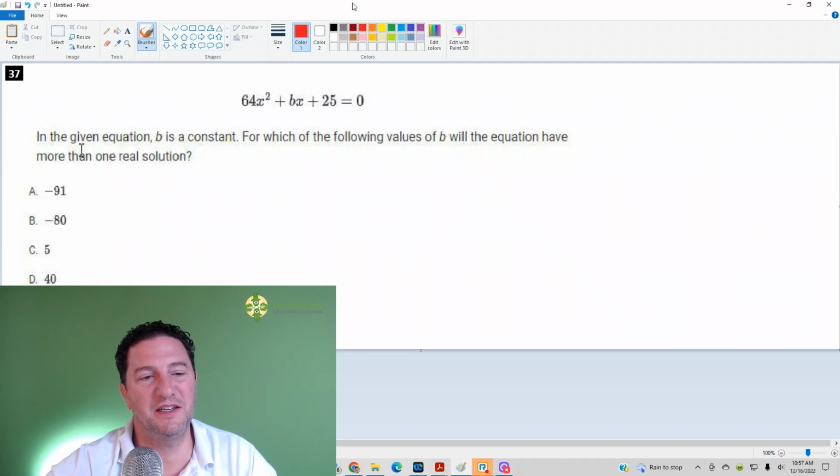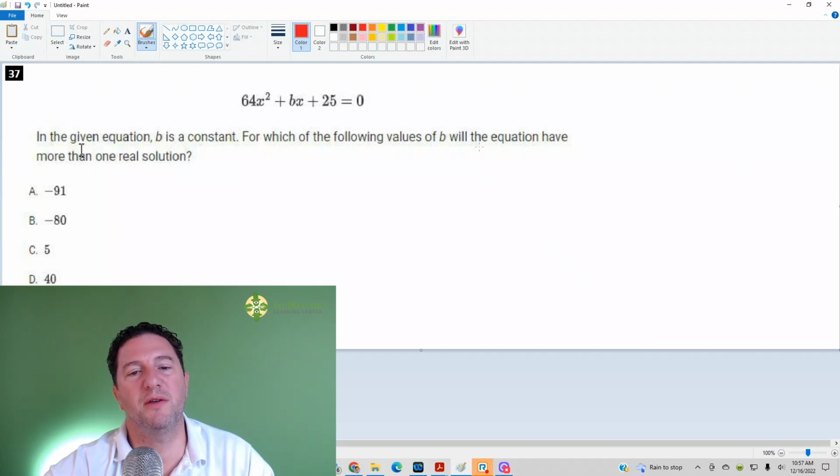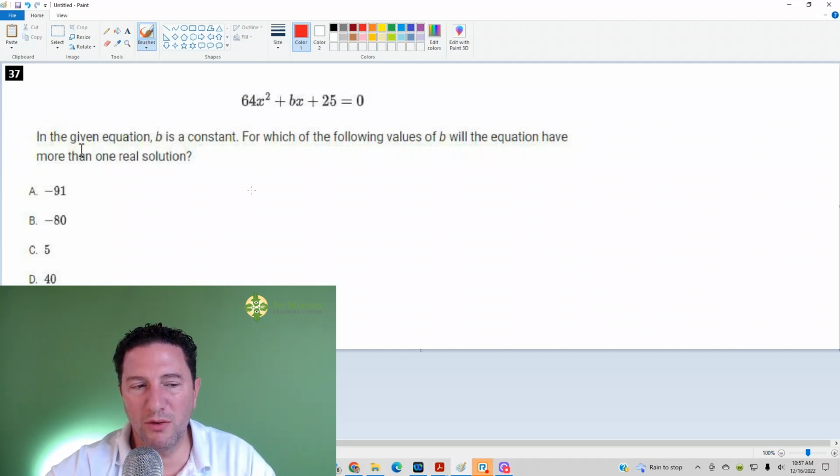Today we're going to look at the 37th question from Digital SAT Test 1 Math. It reads: in a given equation, b is a constant. For which of the following values of b will the equation have more than one real solution? Probably the easiest way to do this is just plug it into Desmos. You're going to have access to Desmos when you take the Digital SAT. So let's see what happens.